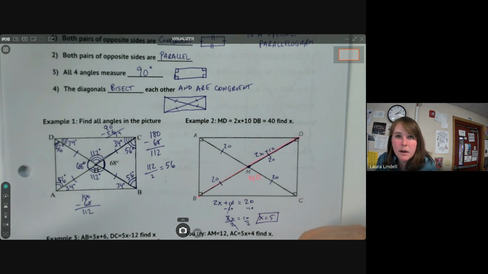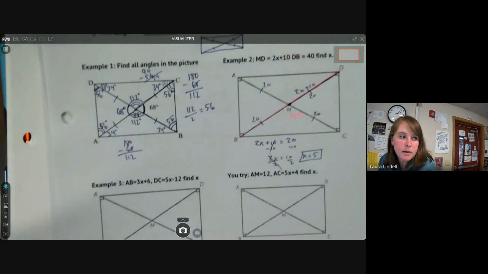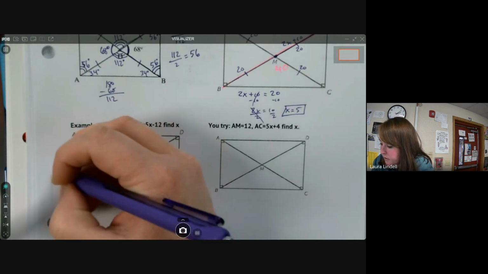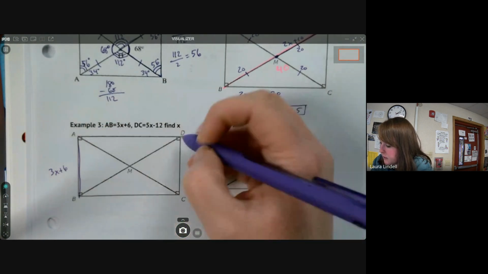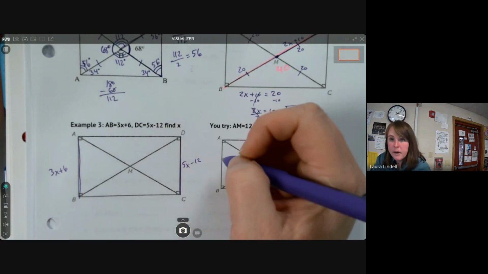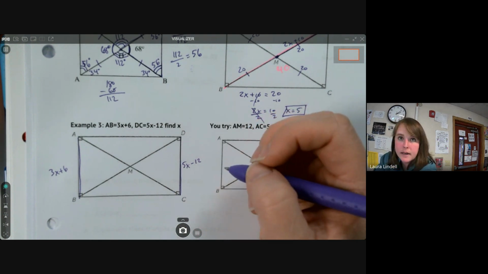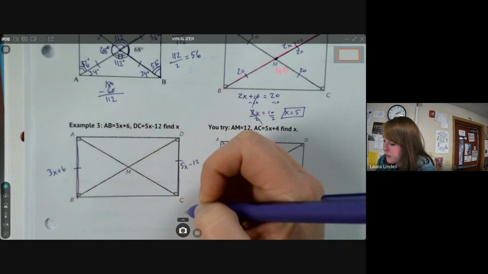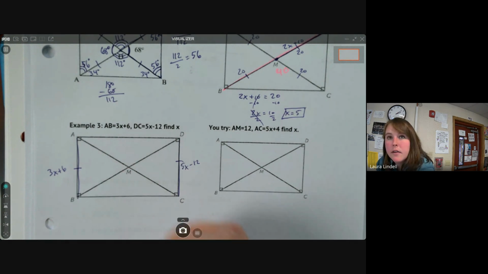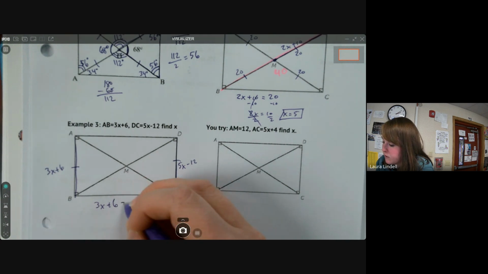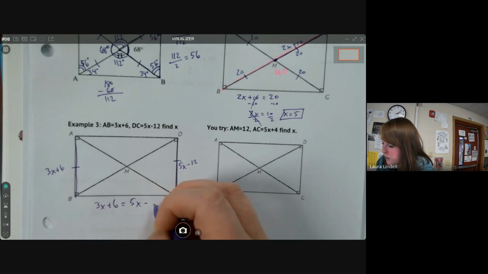All right. The next problem is going to remind us a little bit of parallelograms, or a lot of parallelograms. On this one, we are given AB, this distance here, which is 3x plus 6. And then DC, which is 5x minus 12. And on parallelograms, which also includes rectangles, we know that opposite sides are congruent. So that means that we're going to set these two things equal to one another. So we're going to go 3x plus 6 equals 5x minus 12.